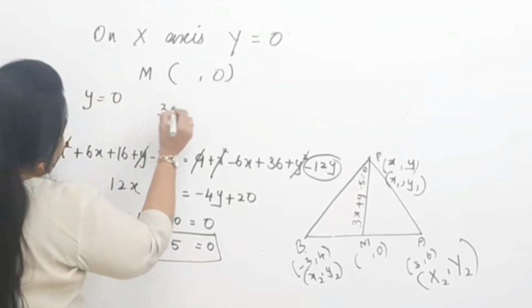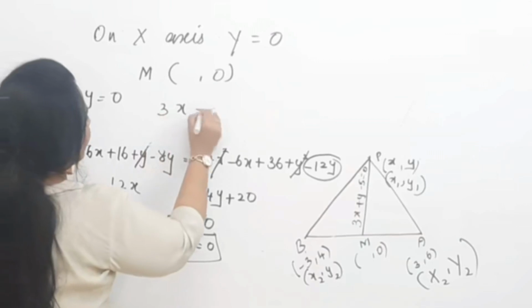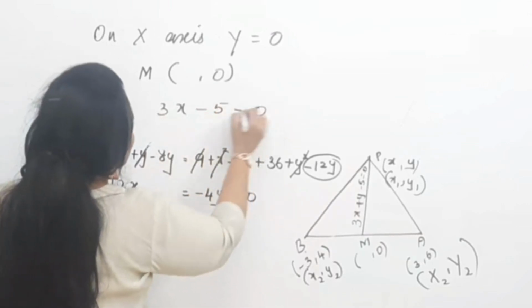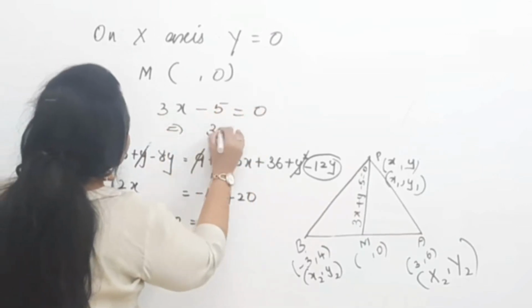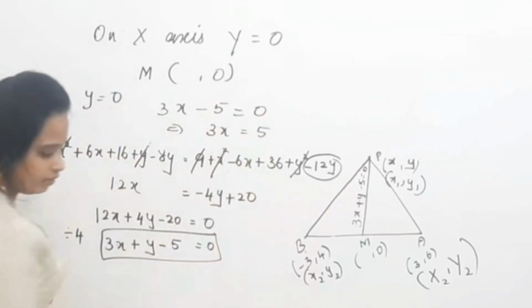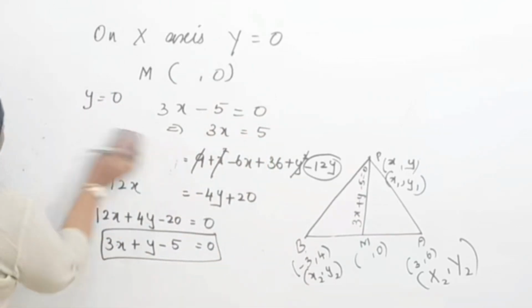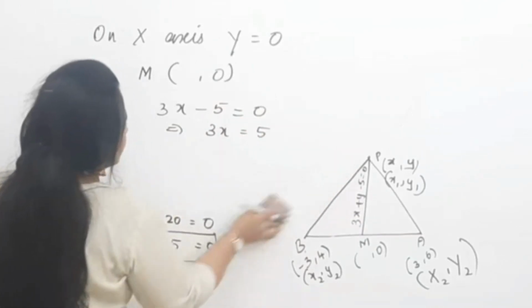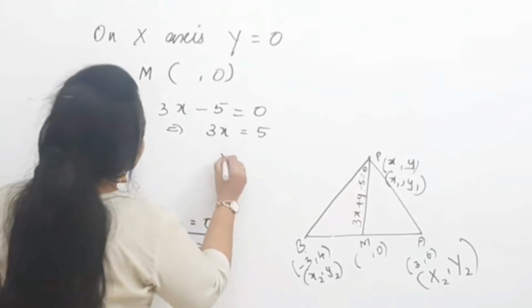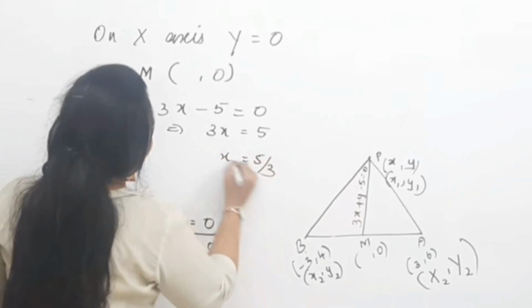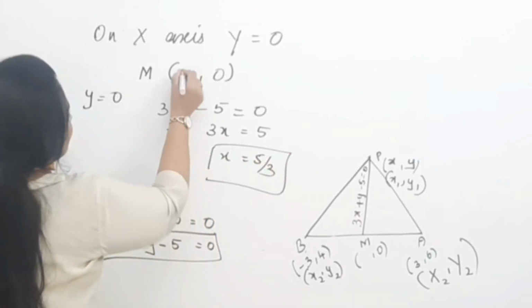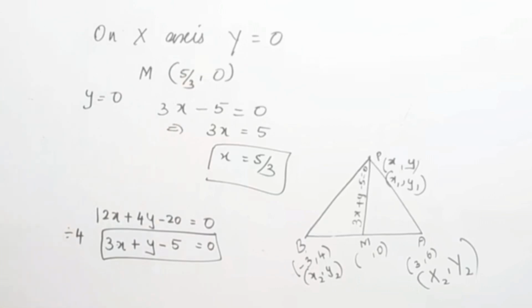That means my equation becomes 3x minus 5 equal to 0, which implies 3x is equal to 5. x is equal to, as simple as that, 5 by 3. So my M coordinate is 5 by 3 comma 0.